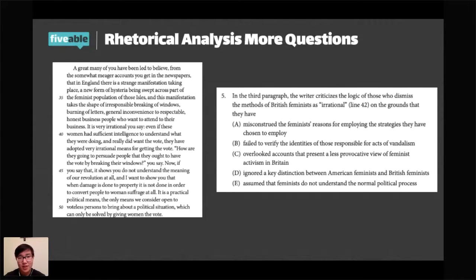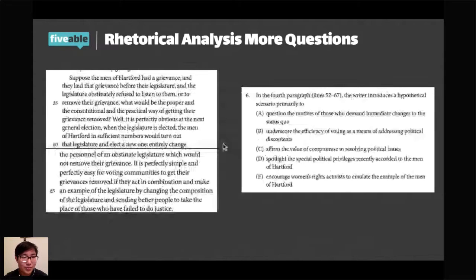All right, you're right. It is answer choice A. They misconstrued the feminist reason for employing the strategies they've chosen to employ. Good job. All right, let's do this one now. It's a weird little one, I had to glue 2 screenshots together, but it works. 40 seconds.